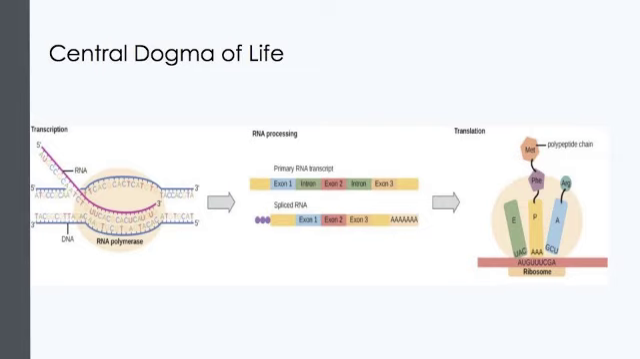So here we'll quickly summarize the central dogma of life, or the central dogma of molecular biology. It starts with the DNA molecule. Transcriptional machinery comes in, and it creates what we call an mRNA. The RNA is processed and packaged so it can move out into the cytoplasm. Once it moves out into the cytoplasm, it joins with the ribosome and is translated into a polypeptide or a protein.